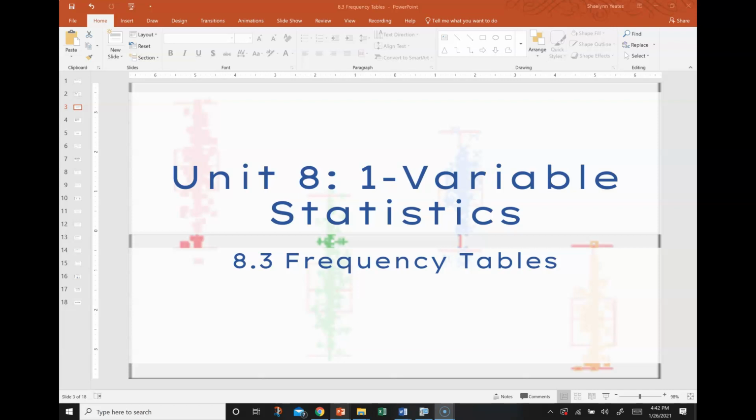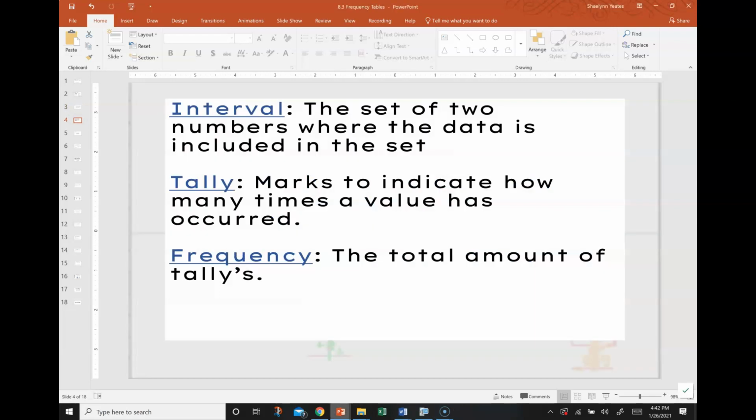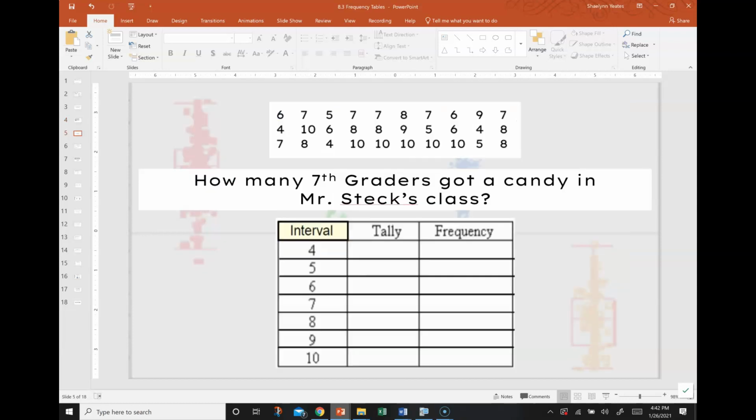All right, today we're talking about frequency tables, which is going to use those dot plots that we were looking at earlier. An interval is the set of two numbers where the data is included in the set, like from 3 to 4 or from 80 to 90%. Tally marks indicate how many times a value has occurred. A frequency is the total number of tallies, so like the total number of times it happened.